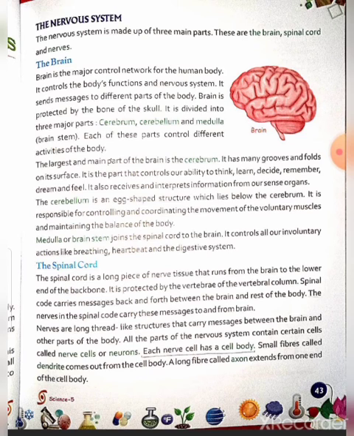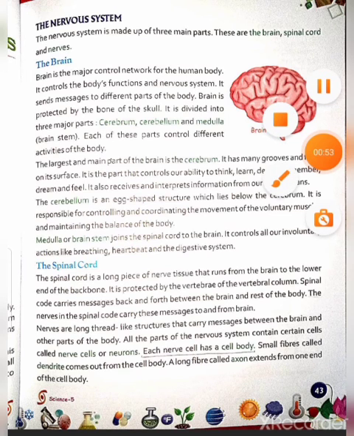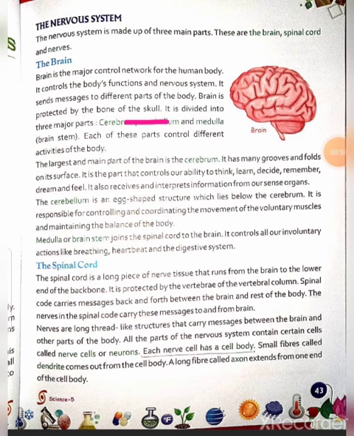So skull means the outer covering of the brain. Similarly, the heart is covered by the rib cage. So the skull is the outer covering of the brain.